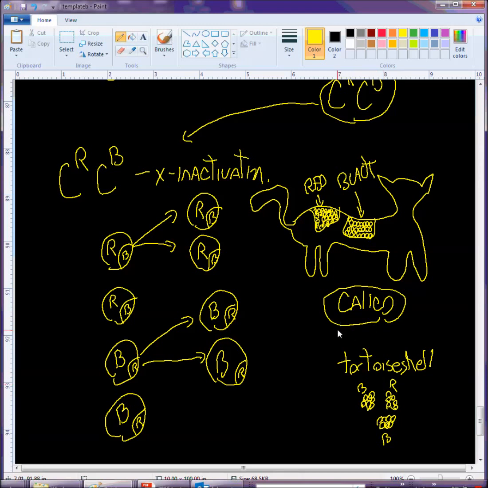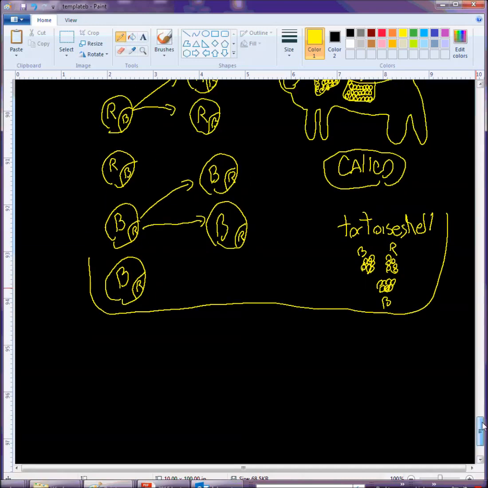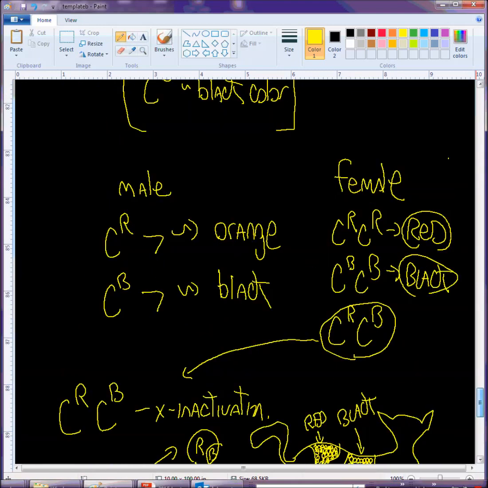We have X chromosome inactivation leading to the patches of red and black. And why can't we see tortoiseshell or calico in a male? Well, it's because males only have one X chromosome. So that same X chromosome is going to be active in all cells of the male. So let's go back up to the male genotypes. No X chromosomes are inactivated in the males, so they can only be all red or orange, or all black.